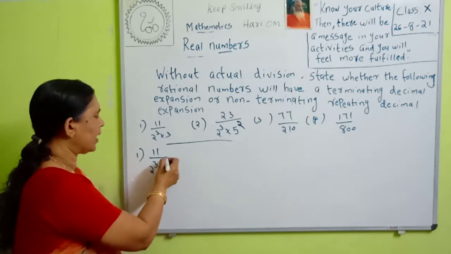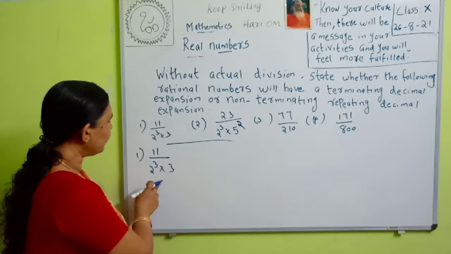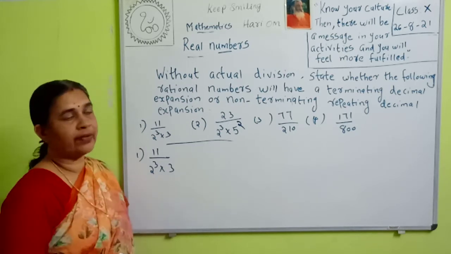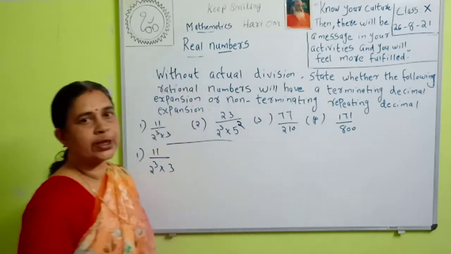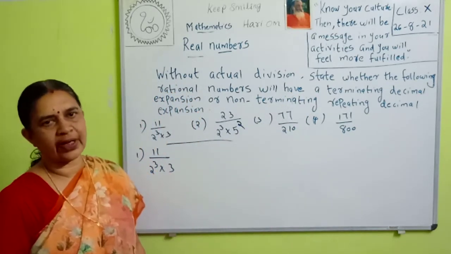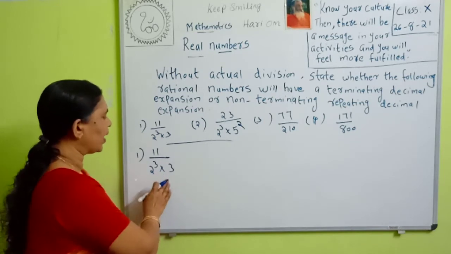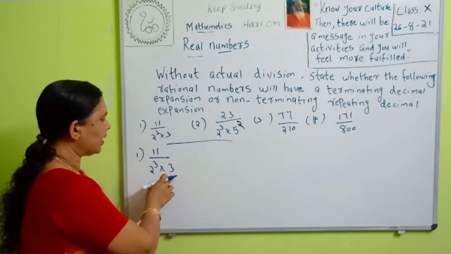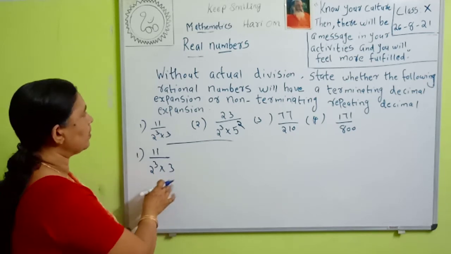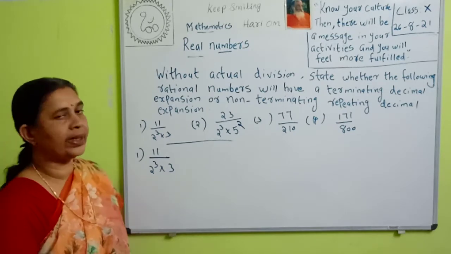Here you look at the decimal expansion of the denominator. The denominator is of the form 2 cube into 3. But if it is terminating, what is the form of the denominator, Badari? It is of the form 2 raised to m, 5 raised to n. But here it is not of the form 2 raised to m, 5 raised to n. Here one more term is there, here 3. So is the decimal expansion terminating? It is not terminating, it is non-terminating repeating decimal.